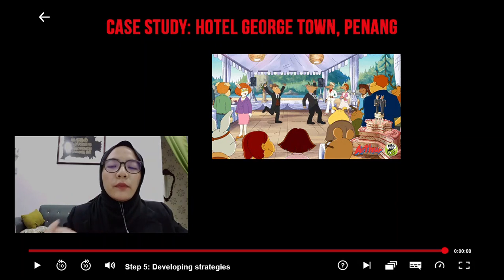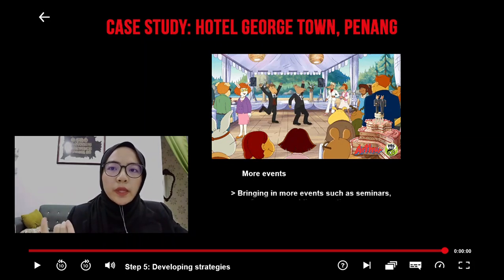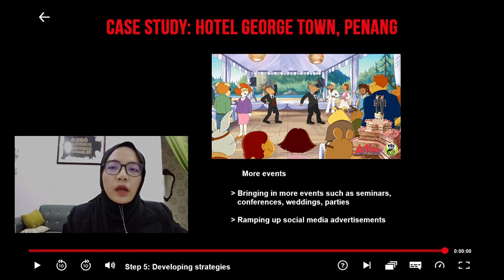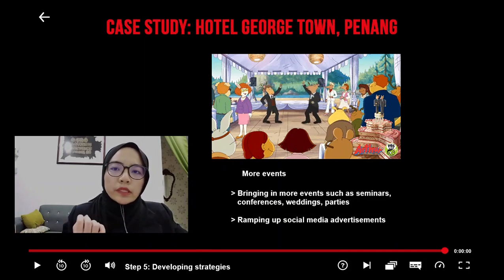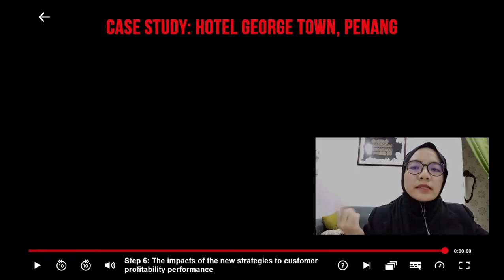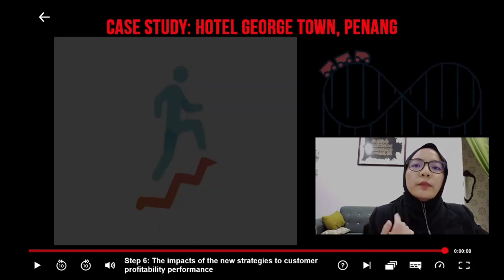Secondly, more events will be held. The management will focus on bringing in more events such as seminars, conferences, weddings, and parties. The marketing team is going through event management companies and also ramping up social media advertisements targeted at this segmented group. The last step is step 6, which is the impact of the new strategies on the performance of the new customer segments.